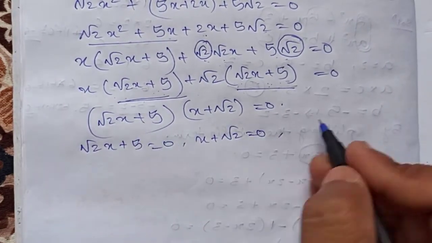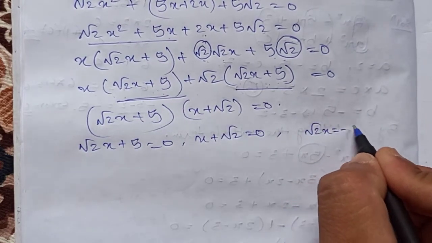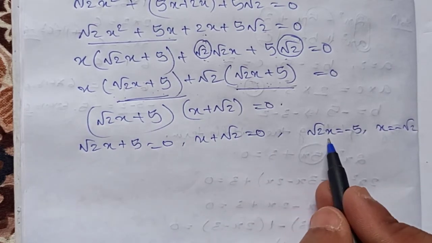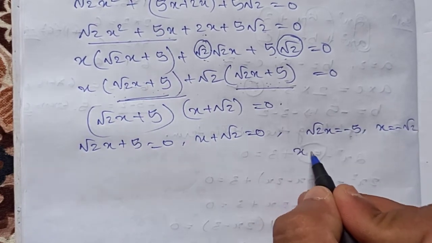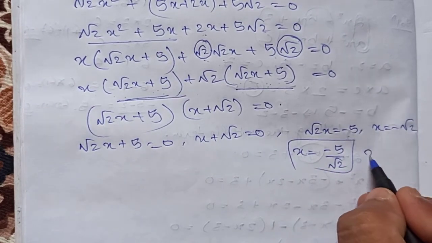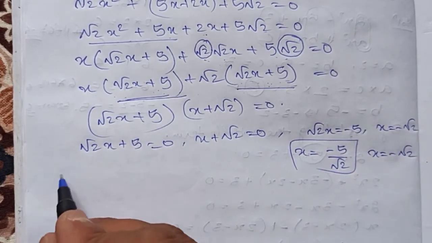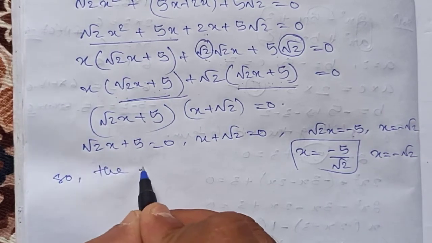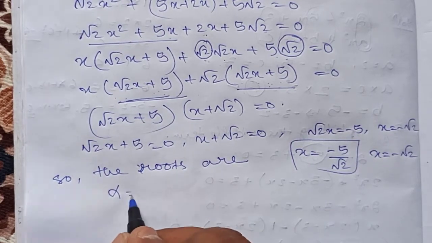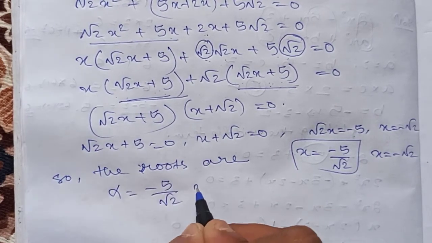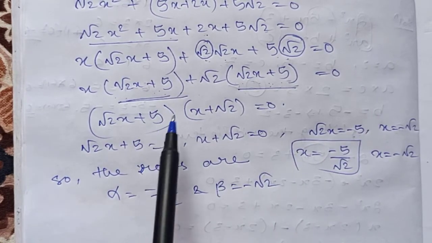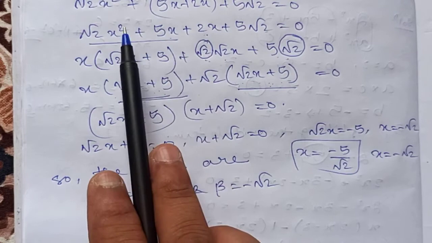That means bring this term this side, root 2 x equals to minus 5 and x equals to minus root 2. Okay, now divide by root 2 here, x equals to minus 5 by root 2 and again x equals to minus root 2. So the zeros, so the roots are alpha equals to minus 5 by root 2 and beta equals to minus root 2. In this way you can solve all the root terms, all the root numbers.